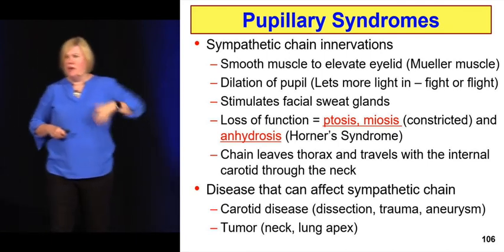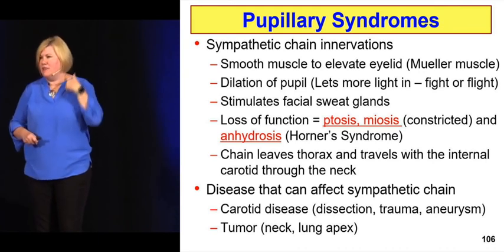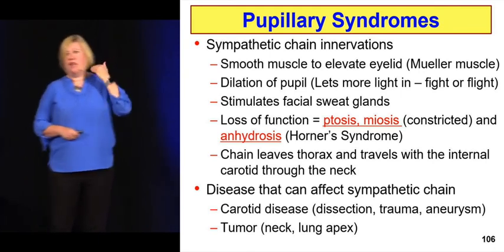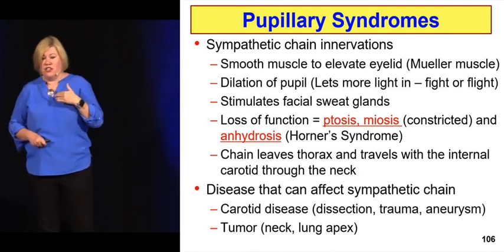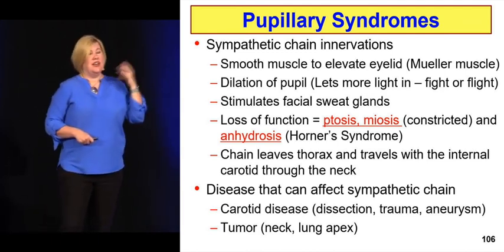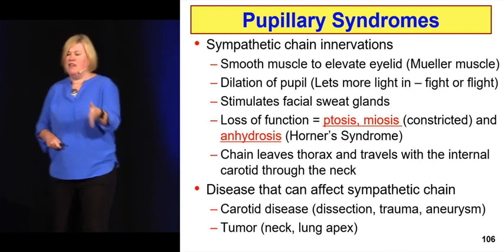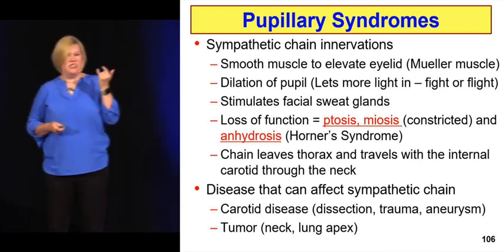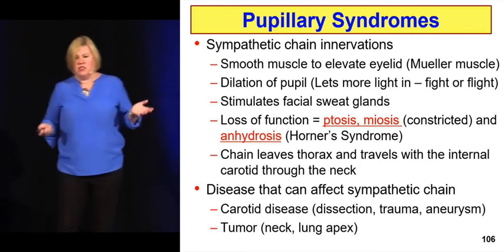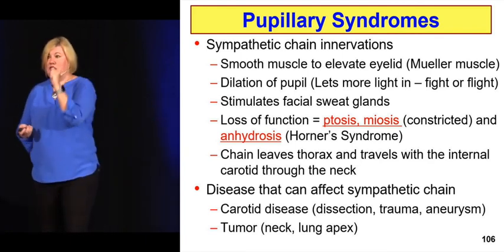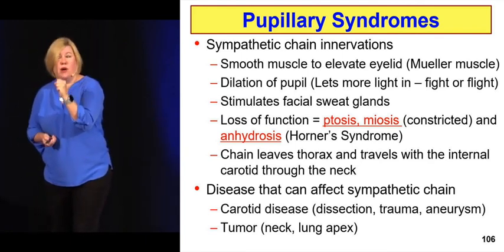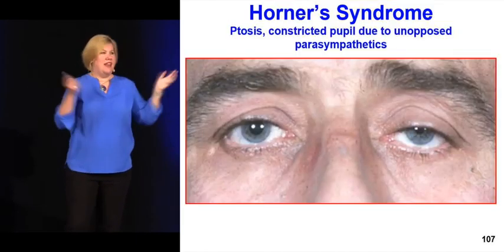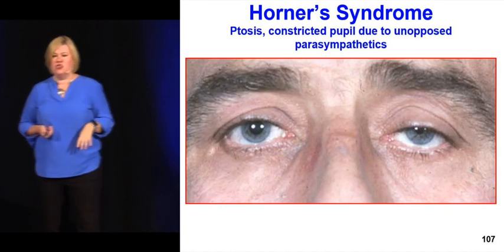That's Horner syndrome. And remember that the sympathetic chain comes out of the thorax, travels up through the neck with the internal carotid. So it could be a tumor, it could be a laceration, it could be a dissection, it could be different things that affect it that can give you Horner syndrome and take out that sympathetic chain causing that spectrum of symptoms. So here's Horner syndrome. You've got the ptosis, you're going to have a small pupil because you now have unopposed parasympathetics making it small, and you're going to have the lack of sweating. They'd have to tell you about that. So that's what Horner syndrome looks like.